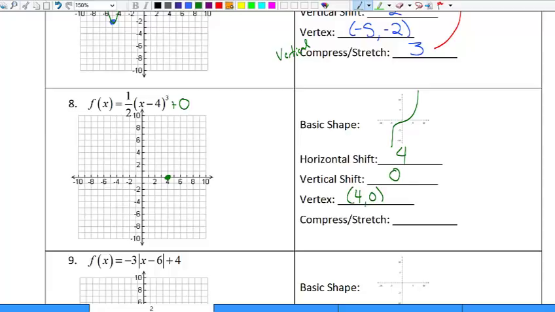My compress and stretch is a vertical compress or stretch, don't forget that, and it's the number out in front, which in this case is a half. So, looking at my basic shape, normally I would go right 1 and up 1, left 1 and down 1 to get to the key values, the critical points. But because I have a compress and stretch, that's changing how I get my critical values. So instead of going up 1, I'm only going to go up a half. So instead of going down 1, I'm going to go down a half. So from my vertex of 4, 0, I'm going to go right 1 and up only a half. Left 1 and down only a half.